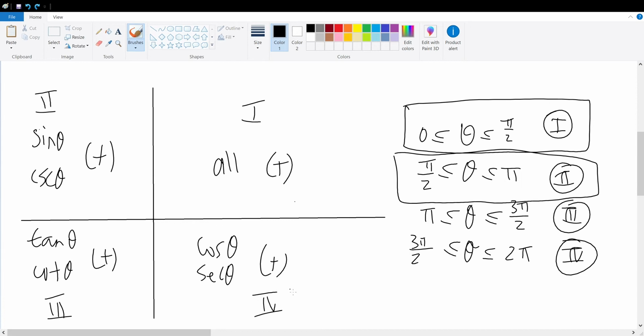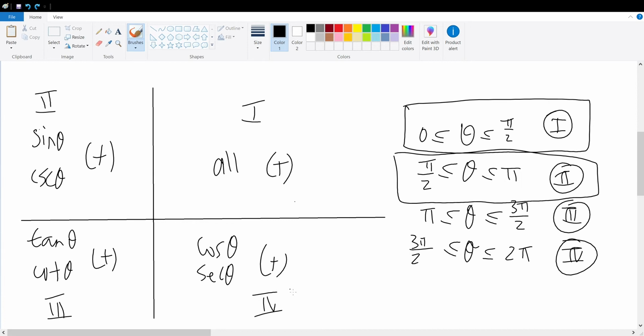Within the first quadrant, which is between the angles of 0 and 90 degrees, or 0 and pi over 2, all of the 6 respective trigonometric functions will be positive. Within the second quadrant, only the sine function and the cosecant function will be positive, where theta, the angle, will be between pi over 2, 90 degrees, and pi, 180 degrees.